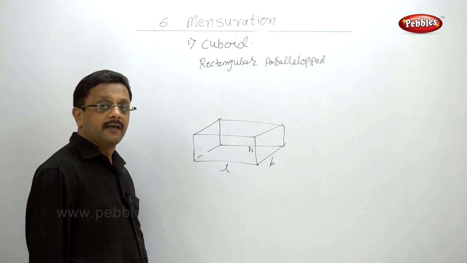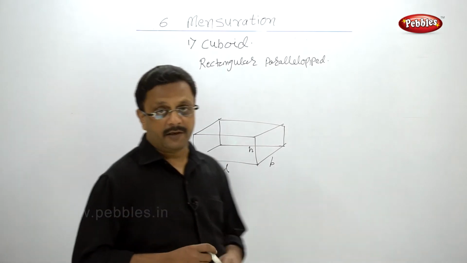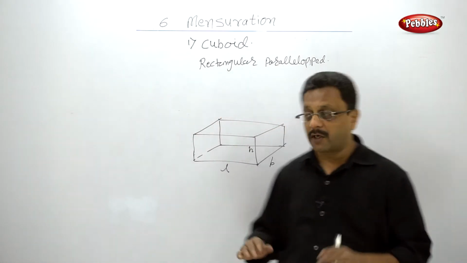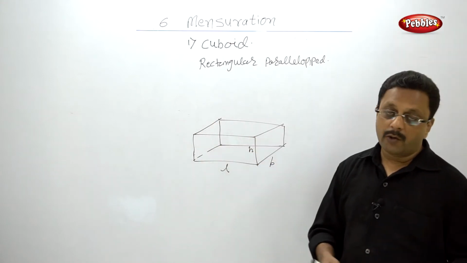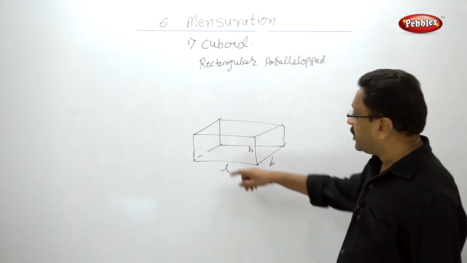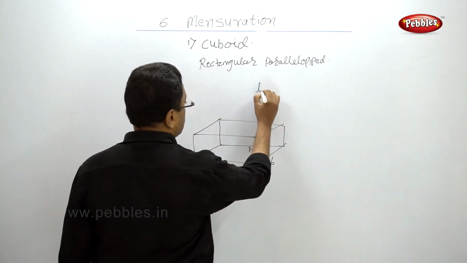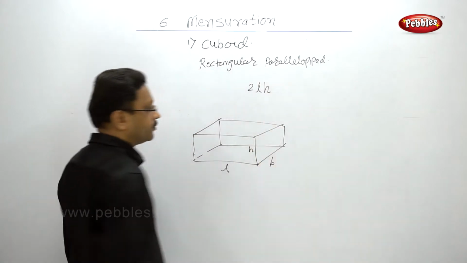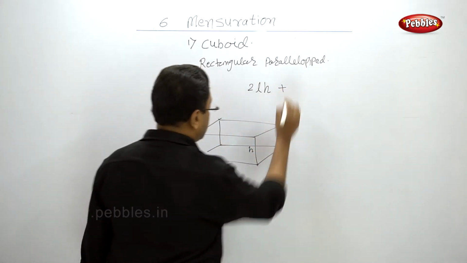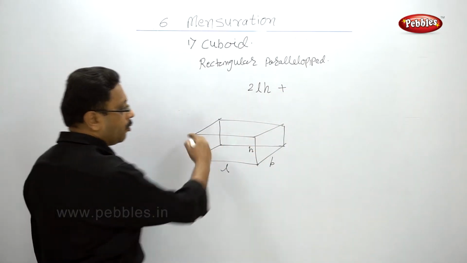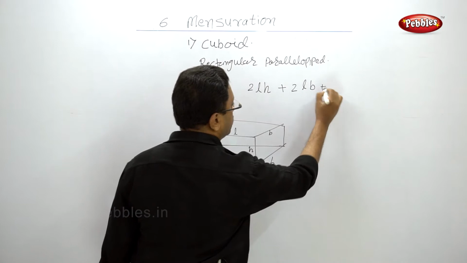Suppose this is the rectangle front face. What is the area of this rectangle? Length into height. So what do you mean by the total surface area? Total surface area is nothing but the addition of all these areas. You have three pairs of parallel faces. That means this front is equal to length into height into 2, isn't it? So the first pair is tallied, plus we will take top and bottom. What is top? It is length into breadth. So twice length into breadth.